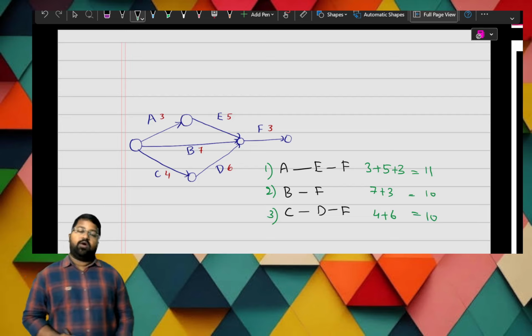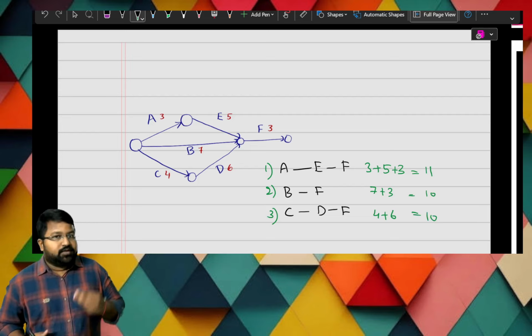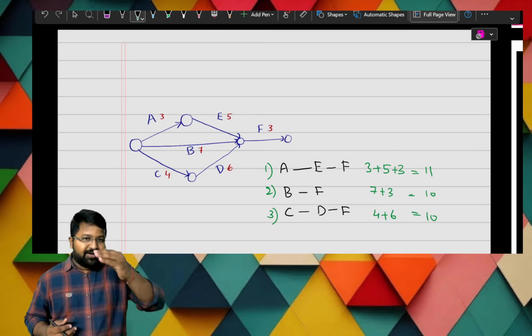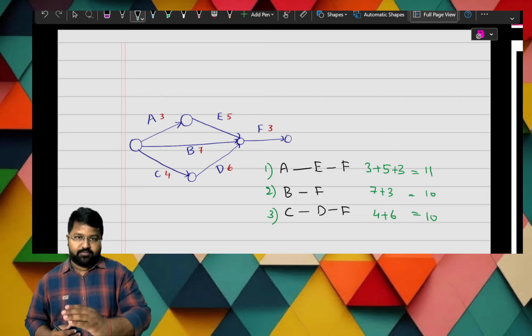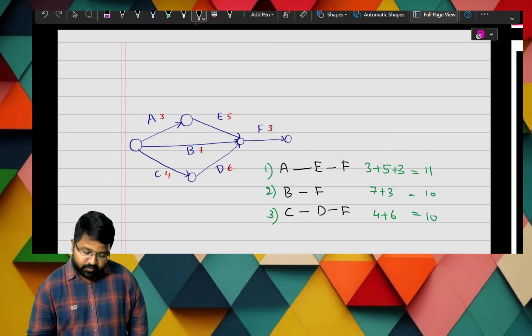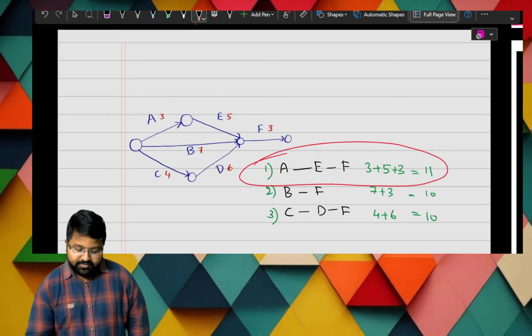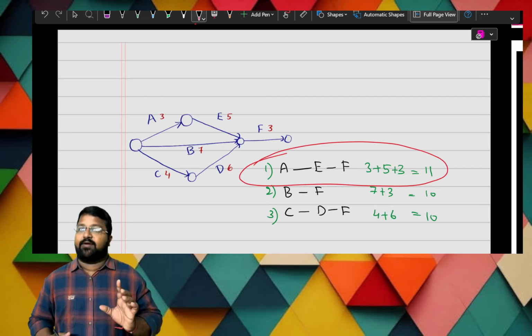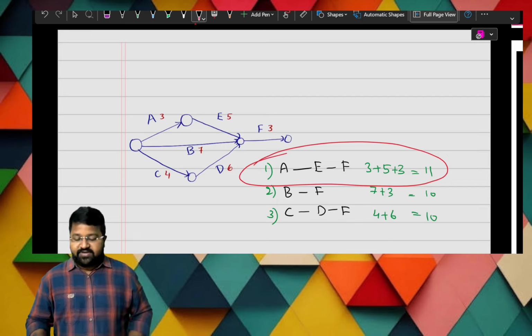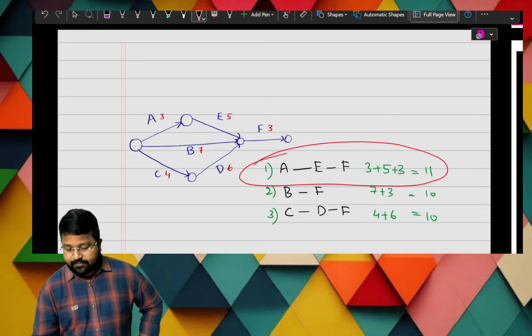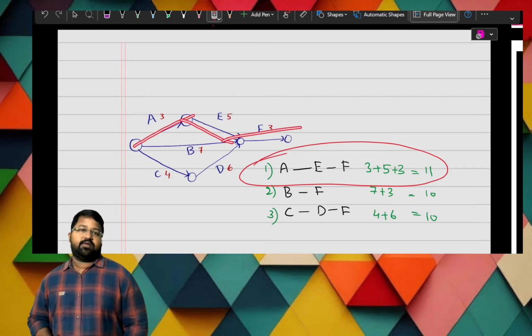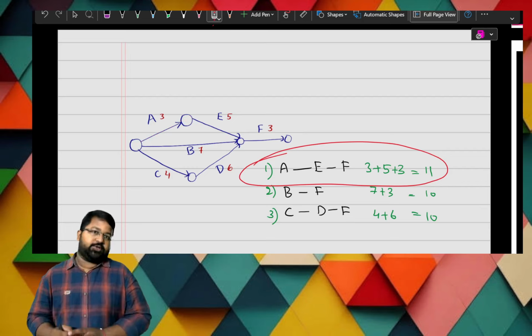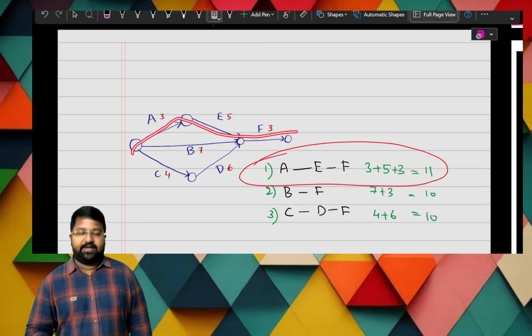So now, what is the project duration? The project duration is that of the entire path which is the highest path. The highest path is what? AEF. This will be our project duration. And this will be our critical path. So AEF, this one, is our project duration, and also this is a critical path.